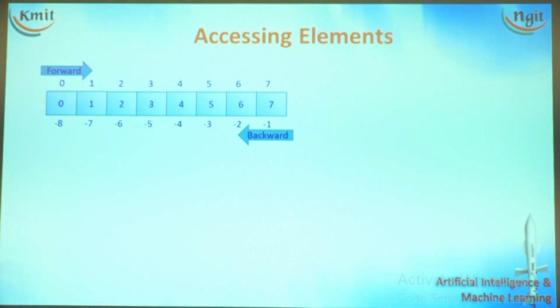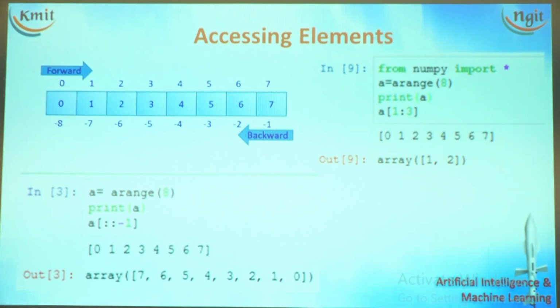Now you create this particular data structure. What is this? It's a one-dimensional array. Please quickly create this one-dimensional array. What will you use? Arange of 8. Right. And then please could you print element 1, 2 for me? What did you give over there? 1, 2, 3. Right.